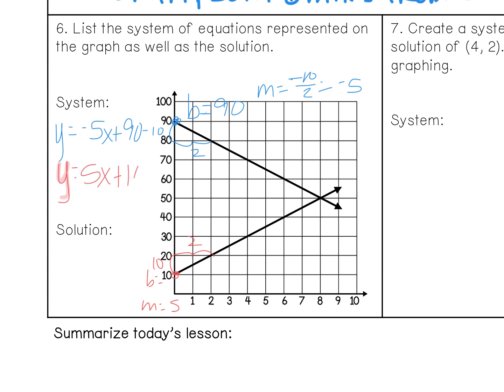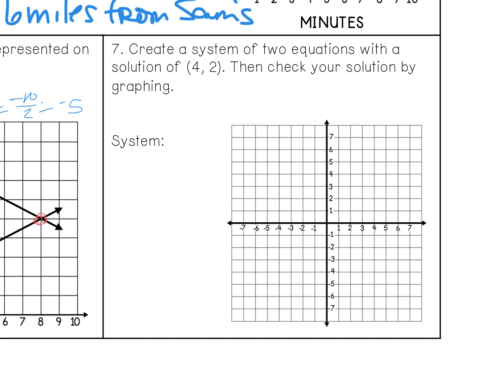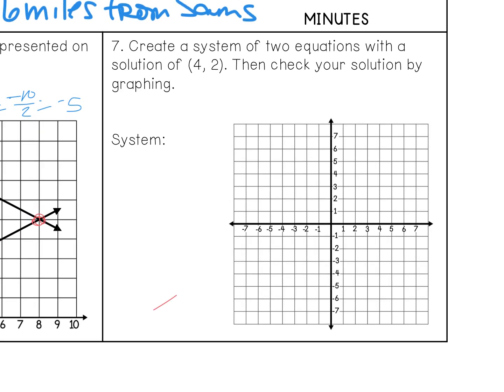Positive 5x plus 10, and then our solution here, 8 and 50. And if we had units, we could put that, but we don't. If you want to try to create this, you can. I'm not super worried about this one. And that is our intro to systems.